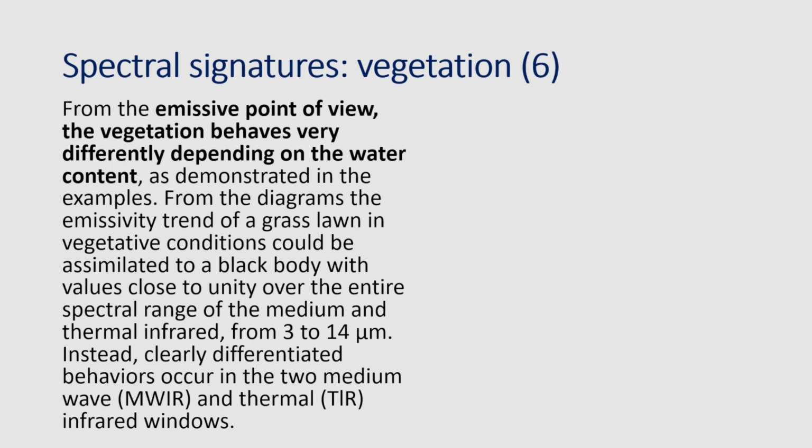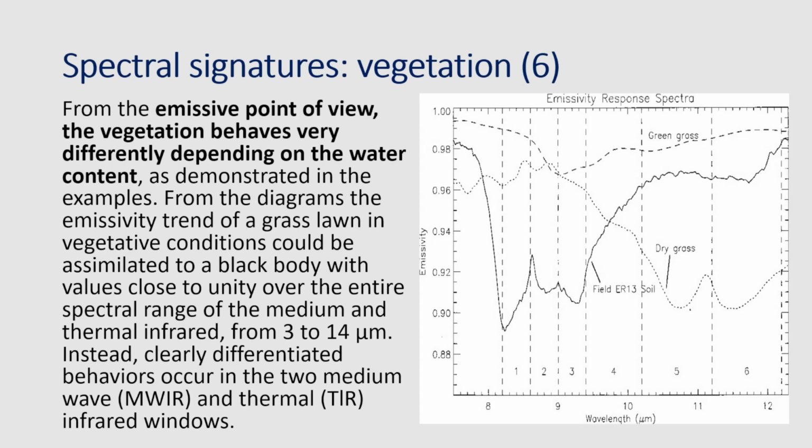Spectral signatures, vegetation, 6. From the emissive point of view, the vegetation behaves very differently depending on the water content, as demonstrated in the examples. From the diagrams, the emissivity trend of a grass lawn in vegetative conditions could be assimilated to a black body with values close to unity over the entire spectral range of the medium and thermal infrared, from 3 to 14 µm. Instead, clearly differentiated behaviors occur in the 2 medium wave, MWIR, and thermal, TIR, infrared windows.